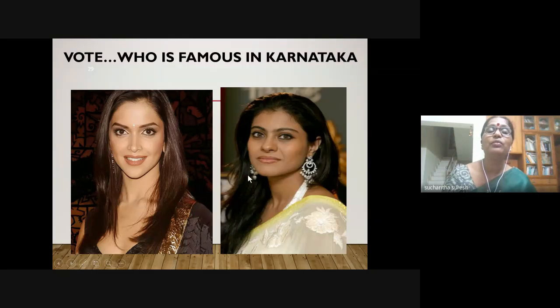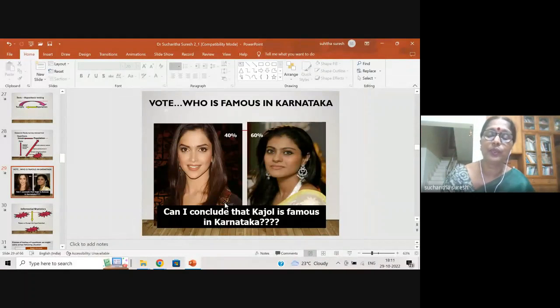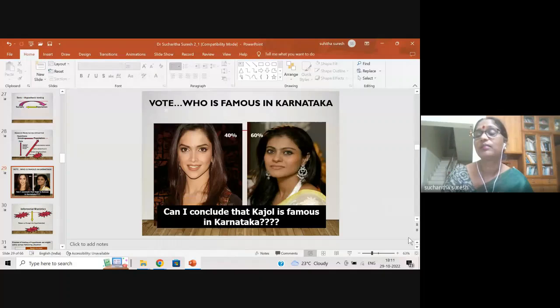All right, but then here let us have one game. Not exactly a game. You can see two people here, right? Now you have to vote in the sense of who is famous in Karnataka, whether Deepika or Kajol. All right. I assume that you are all from Karnataka. Now my sample is you people. All right. Now tell me, use the chat box.